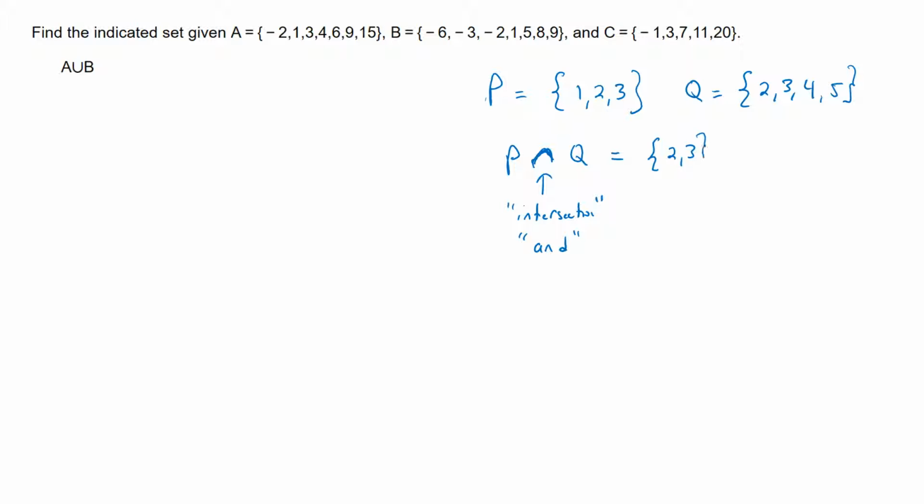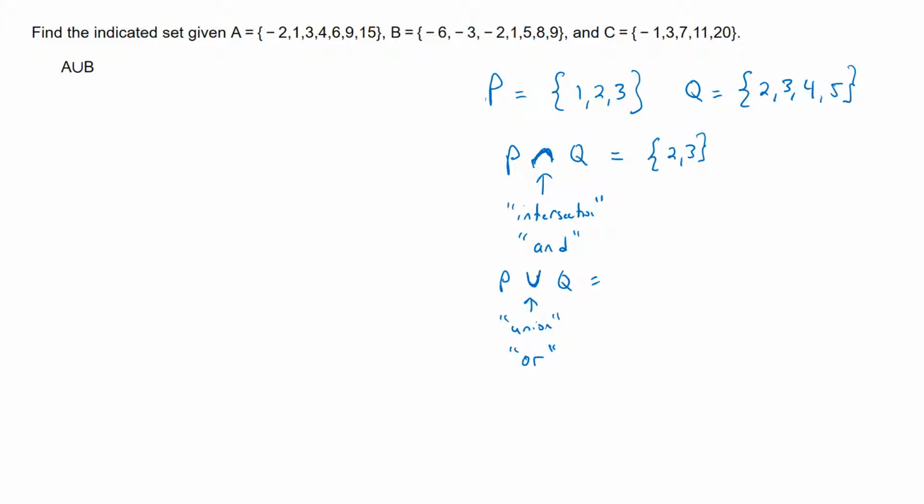On the other hand, here we have P union Q. This U looking symbol is read as union. It's called a union symbol, and it represents OR in mathematics. P union Q means all the elements that are in P or Q. So they can be in either one.